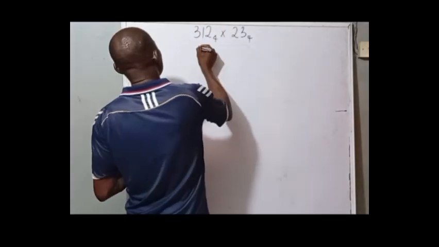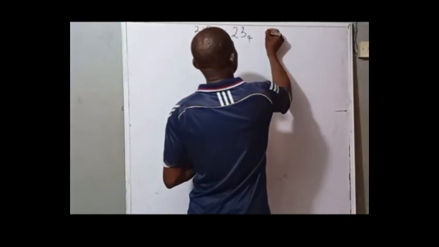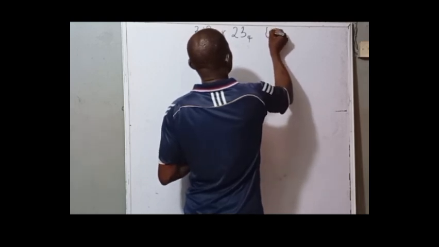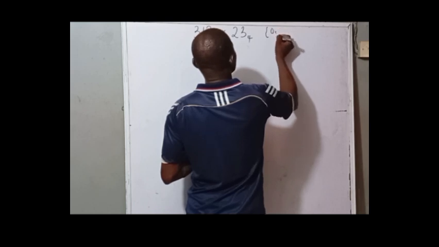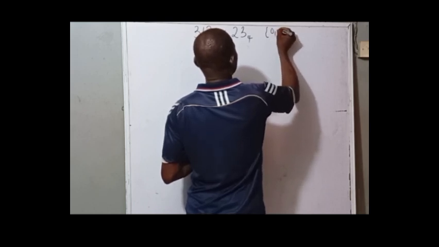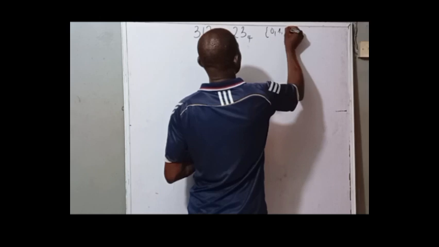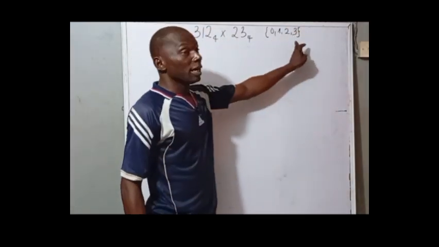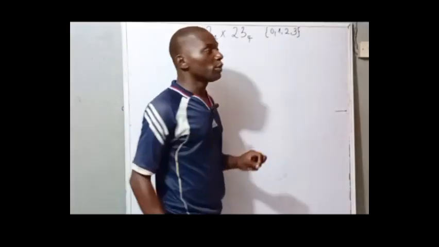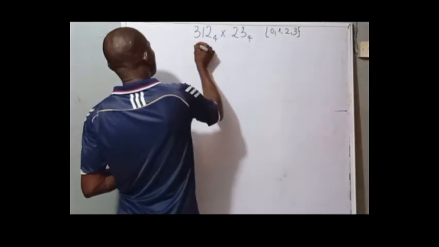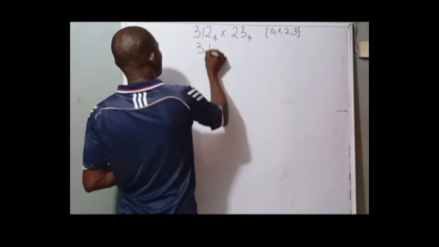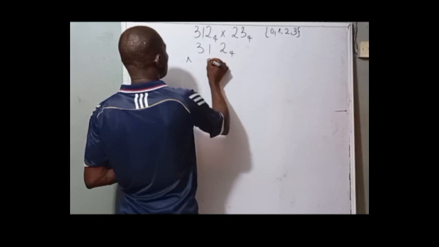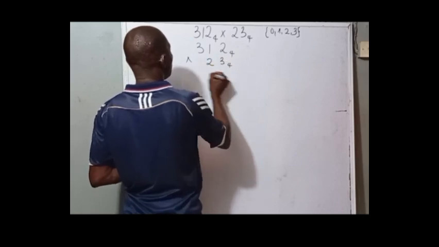Here we have, let's write this in base 4. In base 4, these are the digits that can appear: 0, 1, 2, 3. So these are the available numbers that can appear in base 4. That's the first thing that we must know. Now let's carry out this operation: 312 base 4 times 23 base 4.